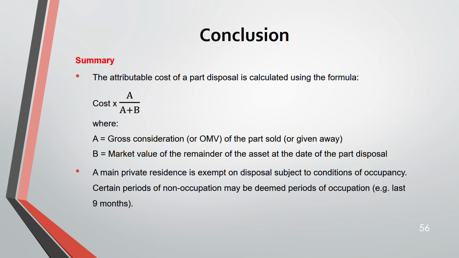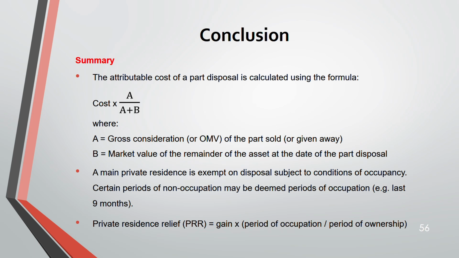Then your main private residence could be exempt based on the conditions of occupancy. The last 9 months are always exempt, and actual occupation is also exempt, and then there are some deemed occupation periods. 3 scenarios are given there where deemed occupation is taken. But if deemed occupation is there, you have to stay before the deemed occupation and after the deemed occupation. So PRR is calculated as: first calculate your gain the normal way, then take that gain, multiply it by the period of occupation, and divide by the total period of ownership. Remember that 5-column table we did, exempt months, taxable months, total, that's how you have to do it.